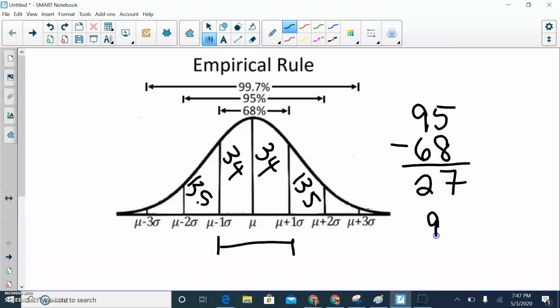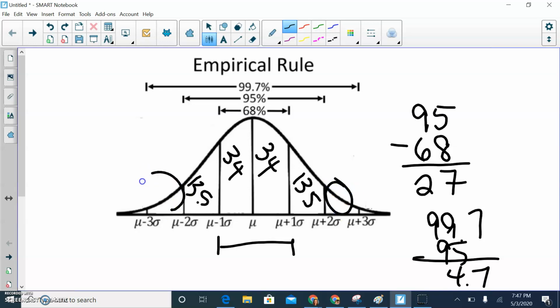Moving out, 99.7% of the data falls within three standard deviations. If you take that 95% out, that means we're left with 4.7%, and that's for these two sections out here. So those two sections are 4.7% of your data. So if you divide that by 2, you get 2.35. And then, of course, as we move out, we have one little section here on each tail of the curve.